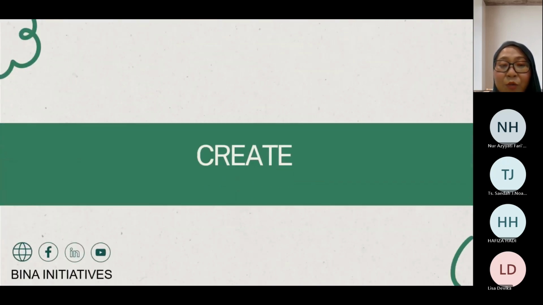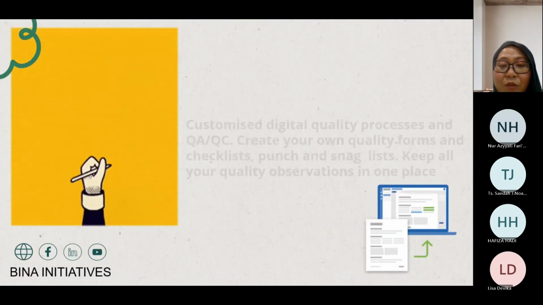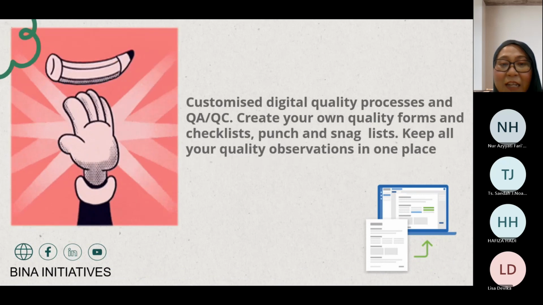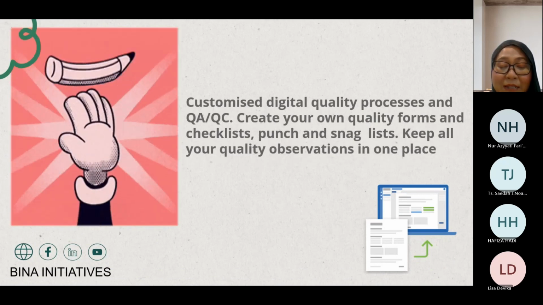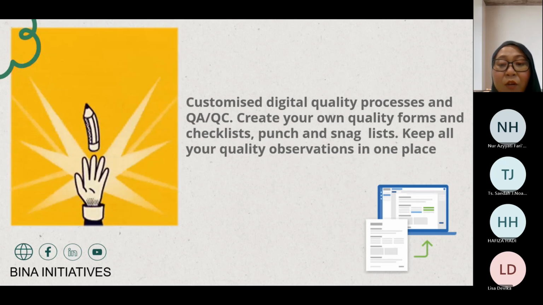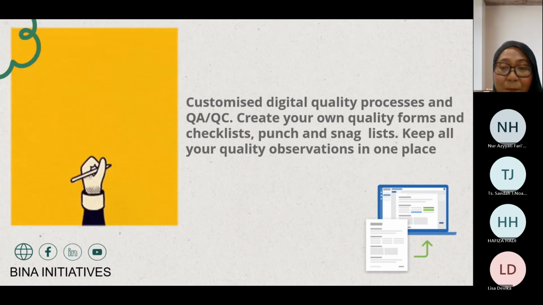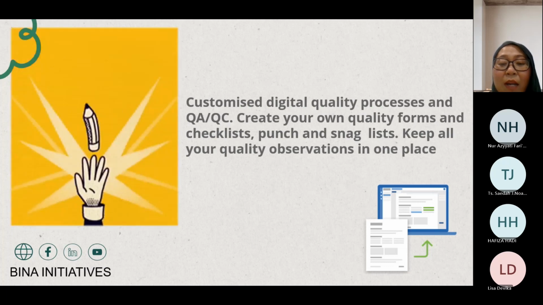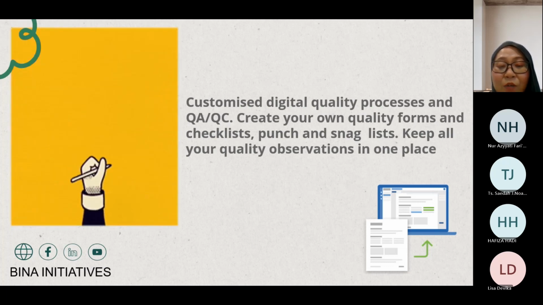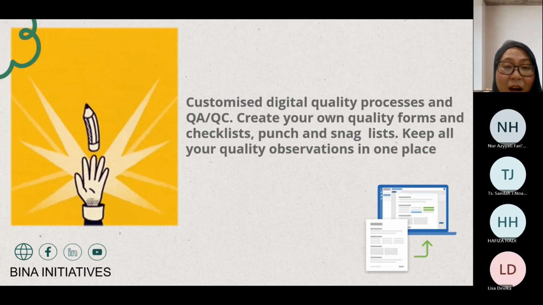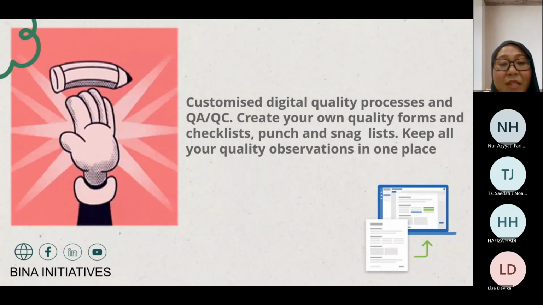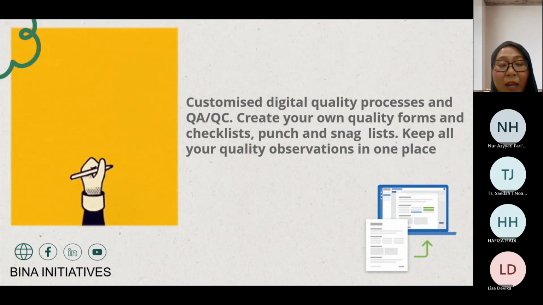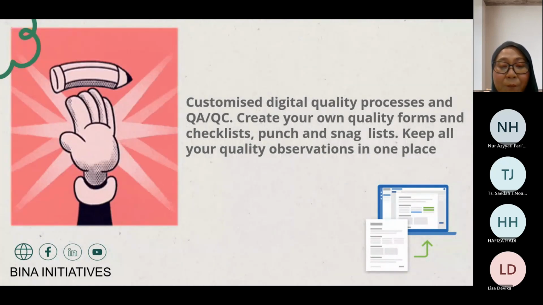So to look into this, let's begin with create. What does create mean? To my understanding, creating in digitalization means customized digital quality processes and QA/QC, where you create your own quality forms and checklists, punch lists, and snag lists. Keep all your quality observations in one place. This includes all these ITPs, your NCRs, audit checklists, and any other related documentation or process flows that you can put into this one single platform.